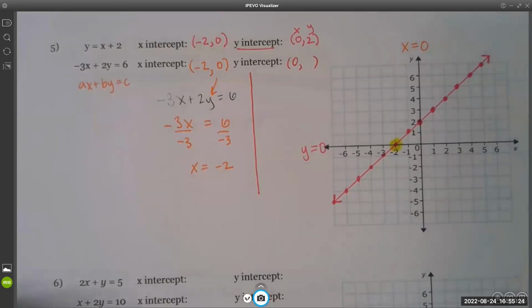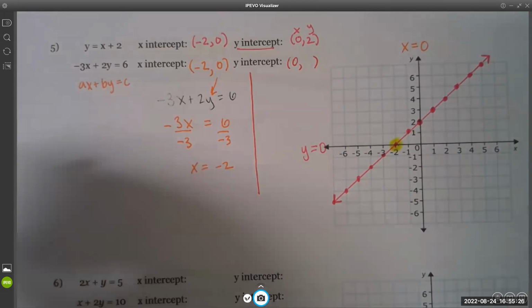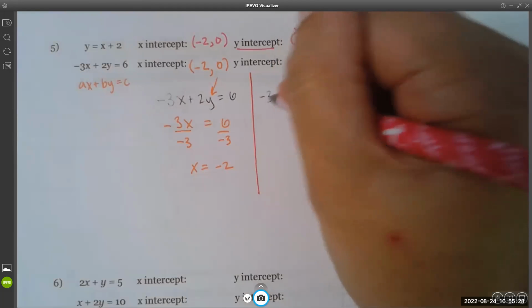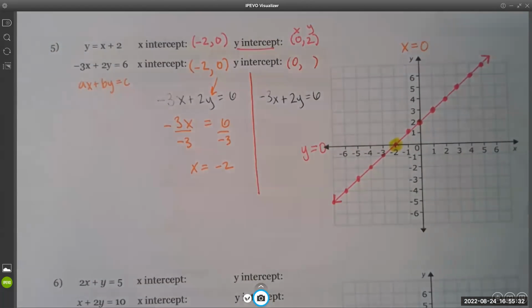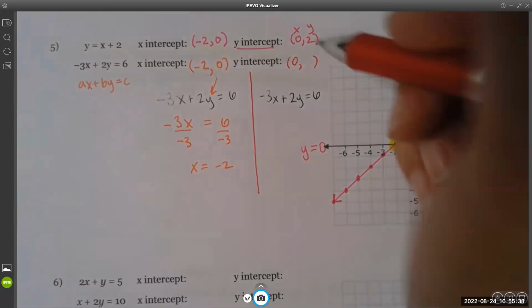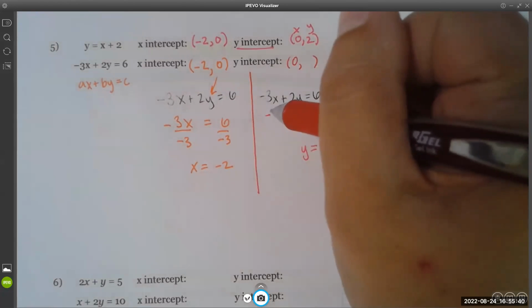I'm going to do the same thing. Again, it kind of feels like you're solving a system. You're not. All you're doing is finding two different points that are on a graph, and it's the 2 points where either the x is 0 or the y is 0. So now the y is 0.